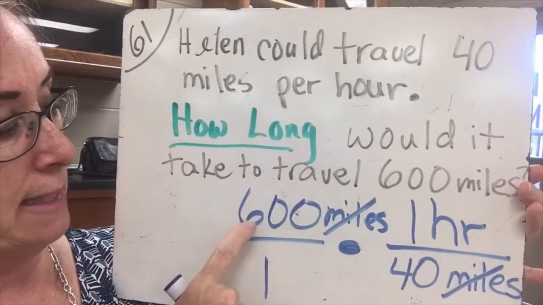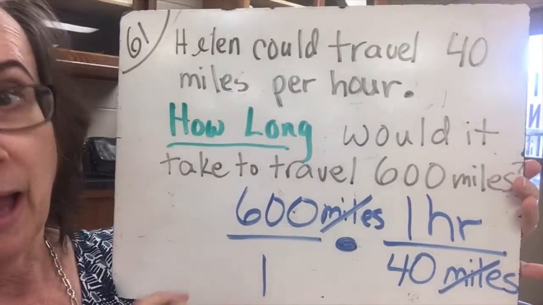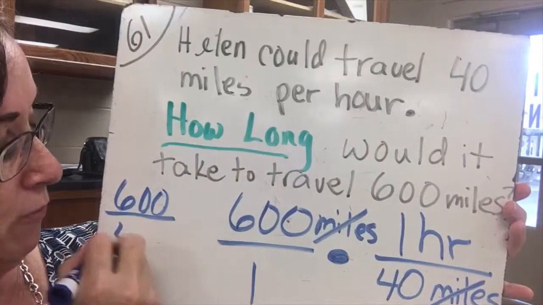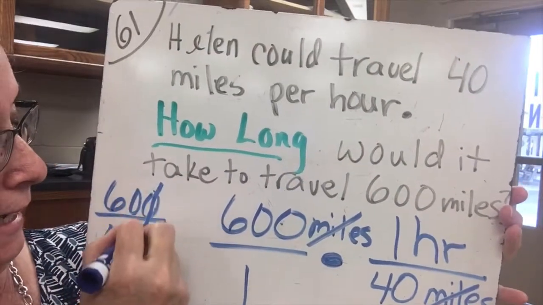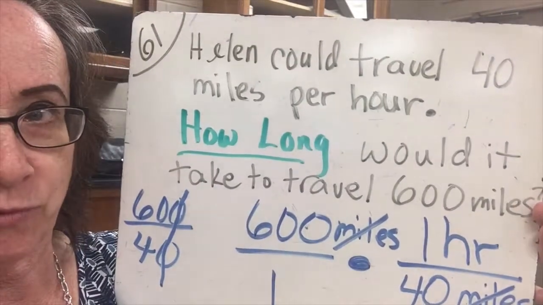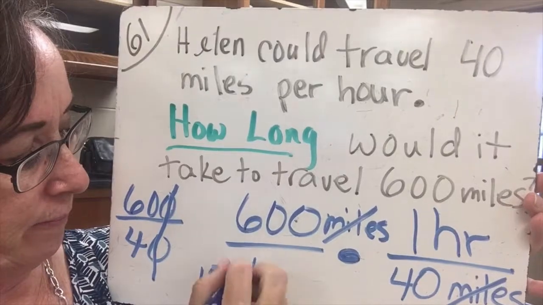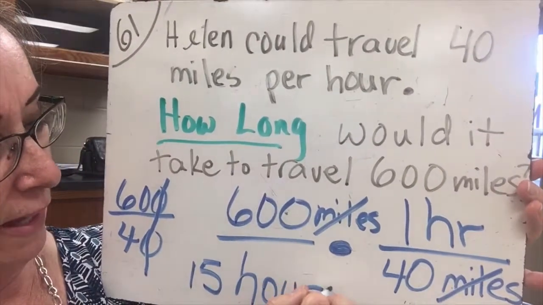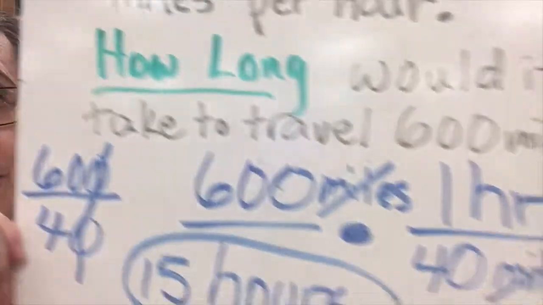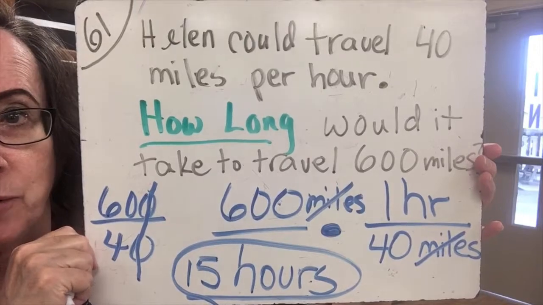So here's our process. 600 divided by 40 hours. So 600 divided by 40, can't I cancel those zeros, and I get 60 divided by 4, or 15 hours. And 15 hours is the answer. Okay, so that is example number 1.